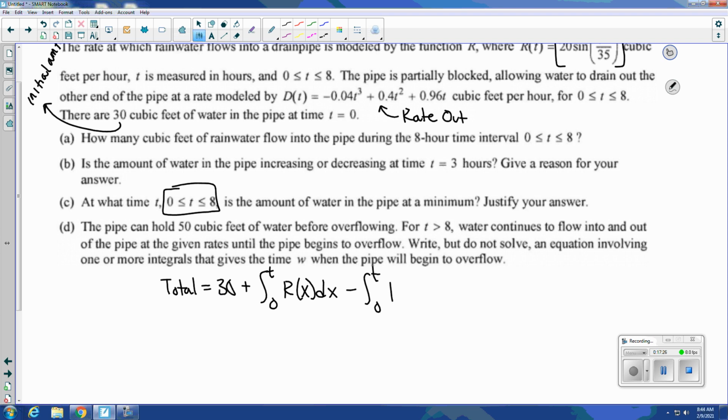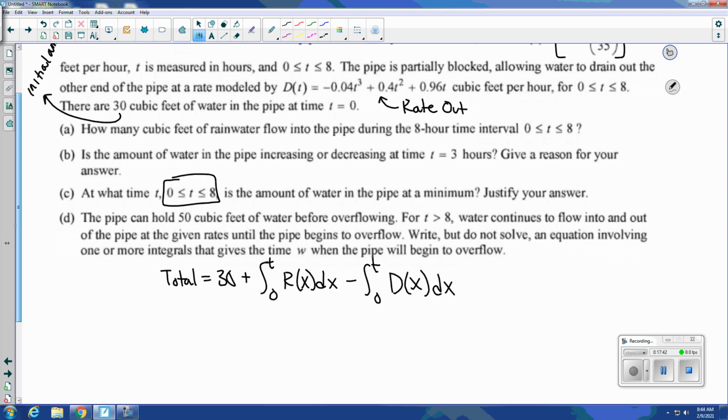So let's represent. This is the function that will get us the total at any time t from 0 to 8. So I should have done that instead. Okay, if I plugged in 8 for t, that would get me the total amount at 8.